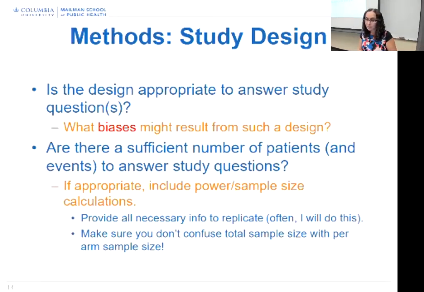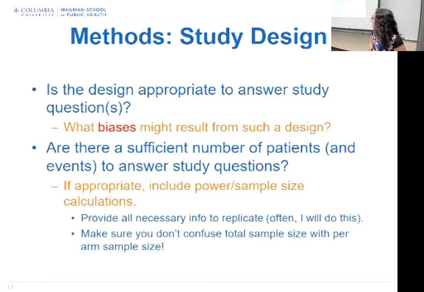I'm also looking for something about sufficient number of patients and/or events to answer the study questions, right? So I'm thinking about power and sample size. So if necessary, depending on the journal and the type of study you're doing, you might include your power and sample size calculations in the manuscript. And if you're going to do this, you need to give me all of the information I need to replicate the results. And I have, in fact, done this myself. Whenever I review papers, especially for clinical trials, I'll plug the numbers into my software and make sure I get the same numbers as you.